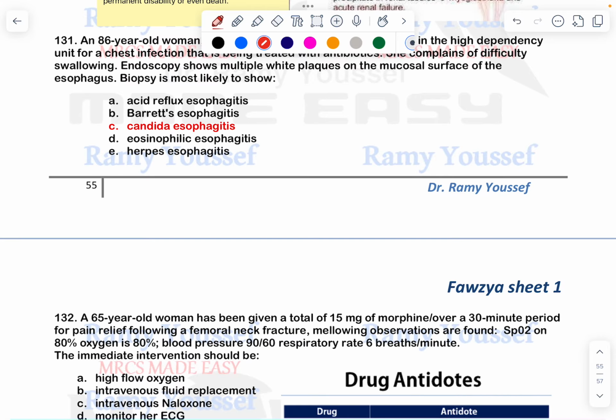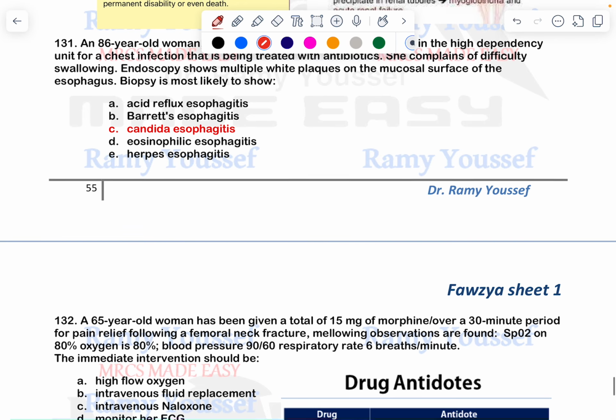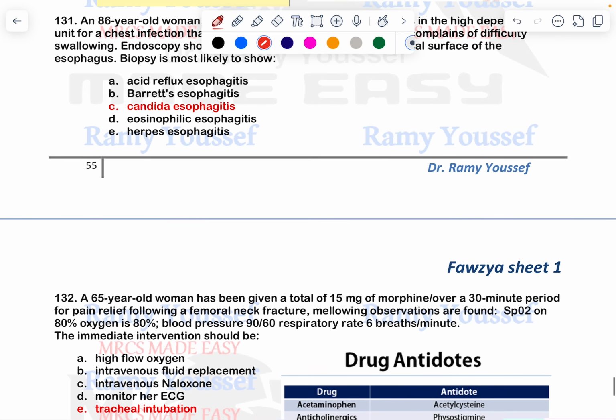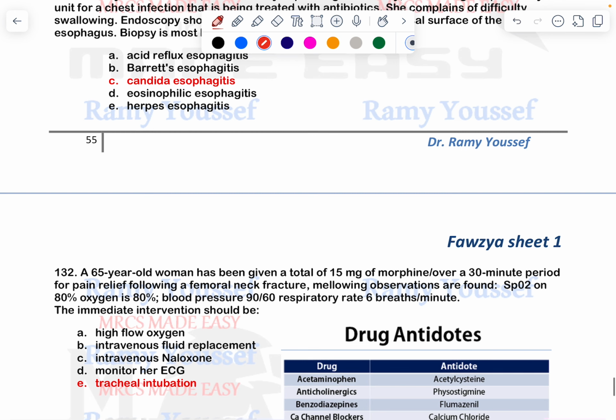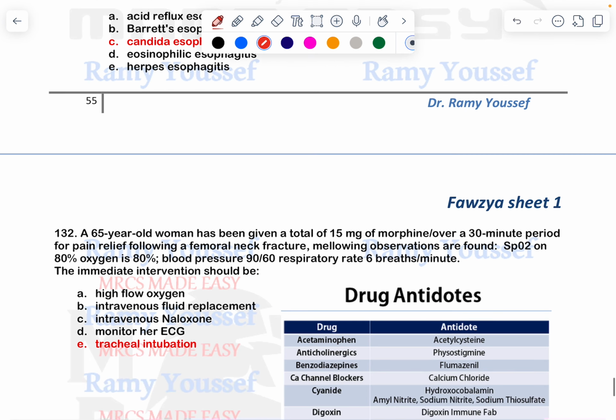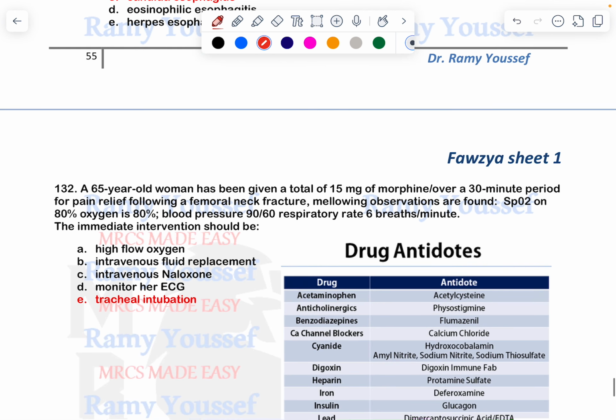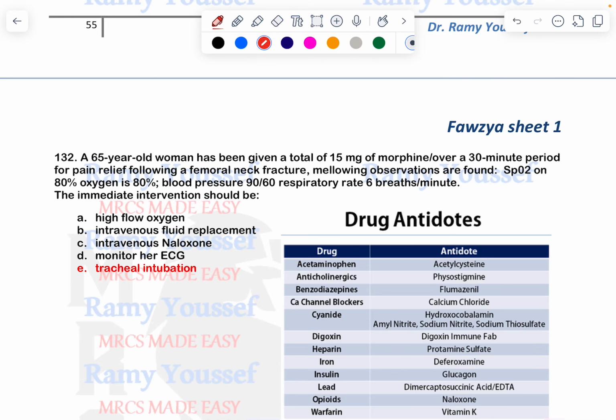A 65-year-old woman has received a total of 15 milligrams of morphine over a 30-minute period for pain relief of a fractured neck of femur. On observation, SpO2 is 80, BP 66, and breathing is very slow. Immediate intervention is required. You have to reverse this morphine; this patient has severe respiratory depression. So what are the antidotes?